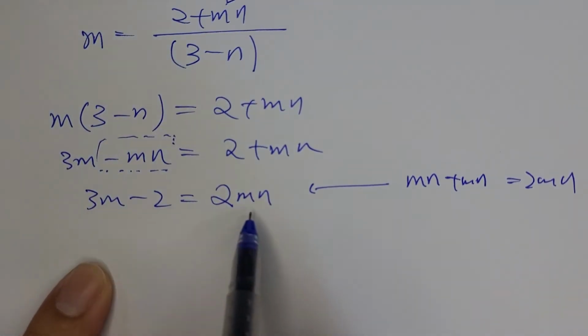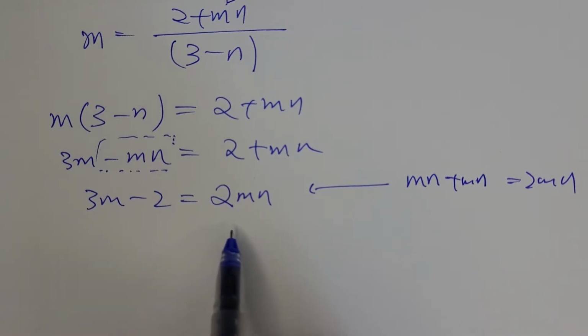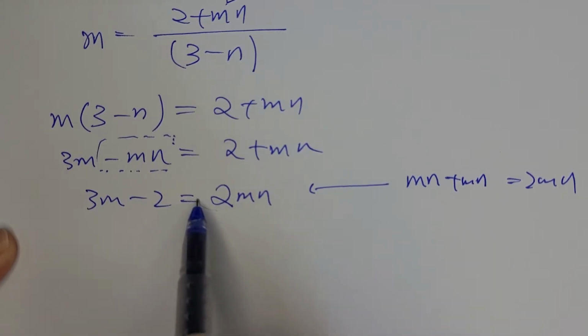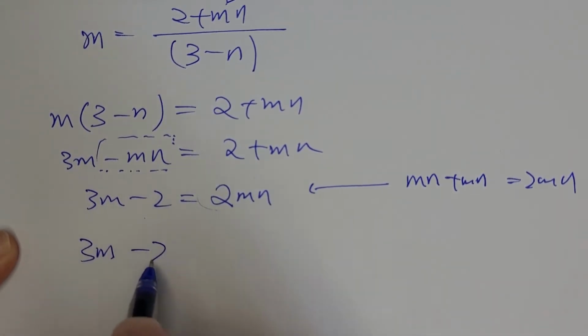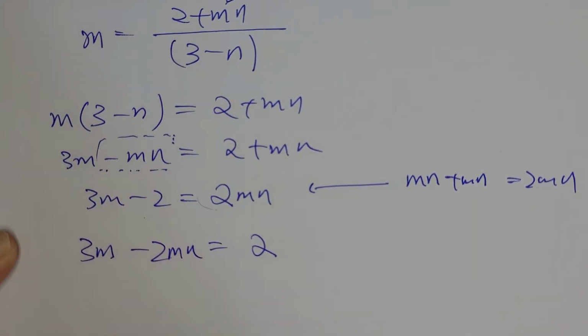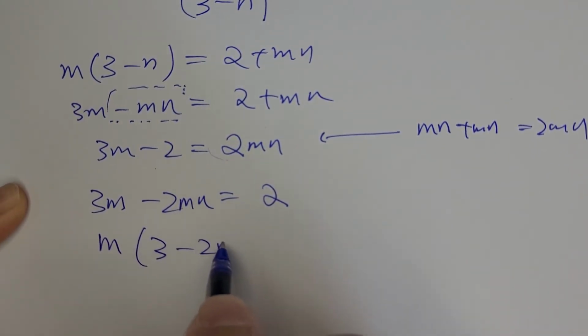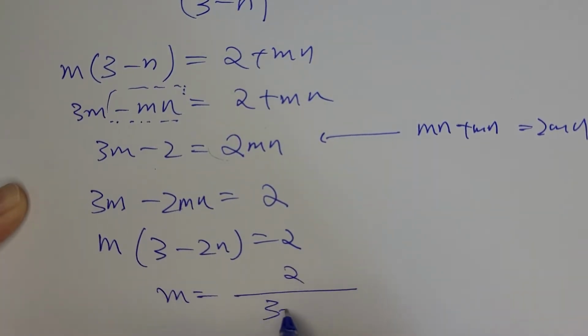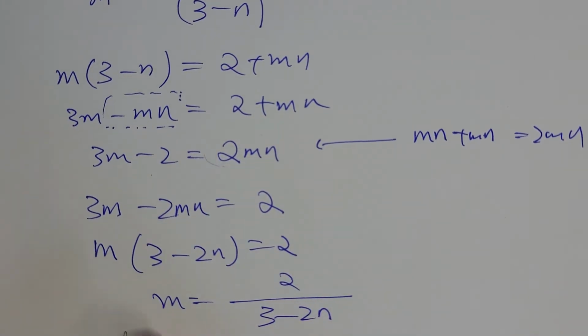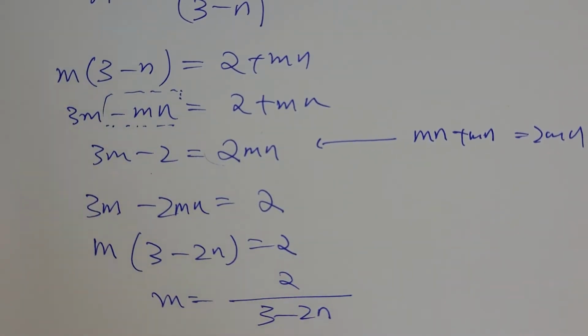So you can try to do the further expression. I want to make m be subject. You need to move this one to another side here. 3m minus 2mn equals positive 2. And take out common factor m. 3 minus 2n equals 2. So final answer, 2 over 3 minus 2n. And that's the solution. Okay, make m be subject. Left hand side, right hand side, no other m.